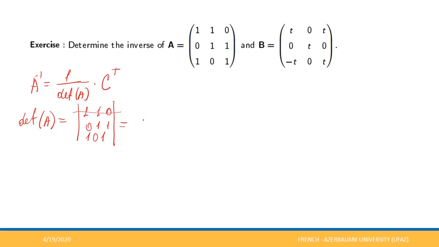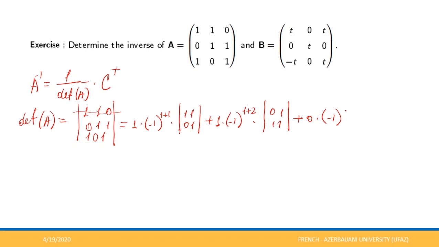Then we fix the first row, and we remove the first row and first column. It will be 1 times minus 1 to the power of 1 plus 1 times the determinant of 1, 1, 0, 1. Plus, we remove the first row and second column. It will be 1 times minus 1 to the power of 1 plus 2 times the determinant of 0, 1, 1, 1. Plus, we remove the first row and last column. It will be 0 times minus 1 to the power of 1 plus 3 times the determinant of 0, 1, 1, 0.